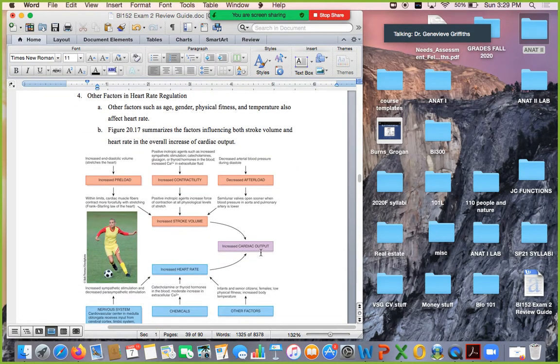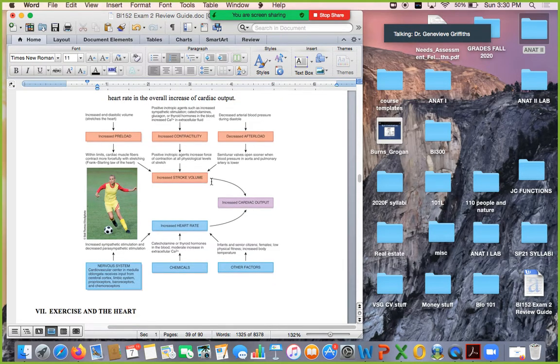All right, other factors that are going to affect your heart rate include things like age, your gender, your level of physical fitness, and also your temperature. And this figure here basically summarizes pretty much everything I just told you. In terms of stroke volume, we have preload, contractility, and afterload. If we increase the stretching to begin with, we increase the amount that is ejected. If we increase the contractility, we increase the amount that is ejected. And if we decrease the afterload, how much resistance is left, then we can increase the stroke volume. So all of these factors lead to increased stroke volume.